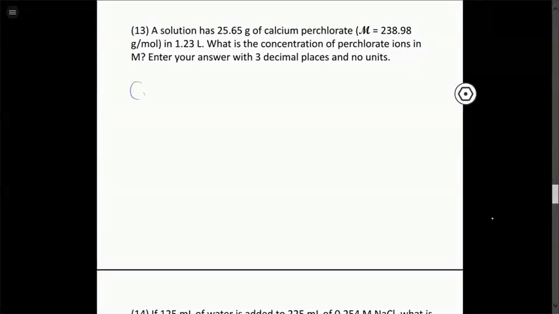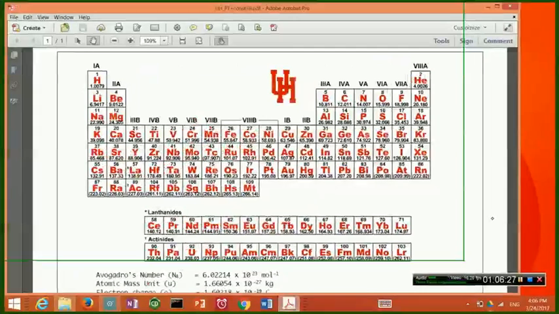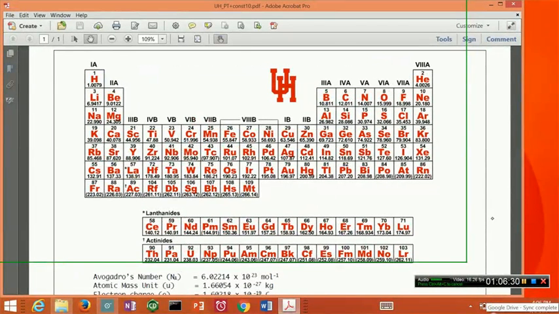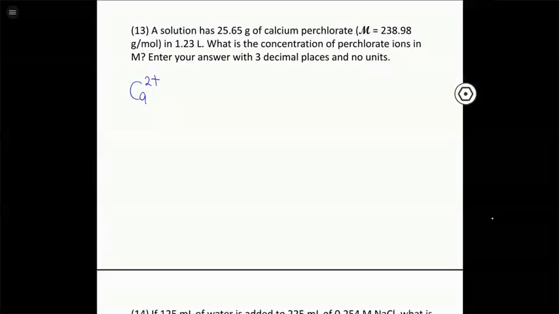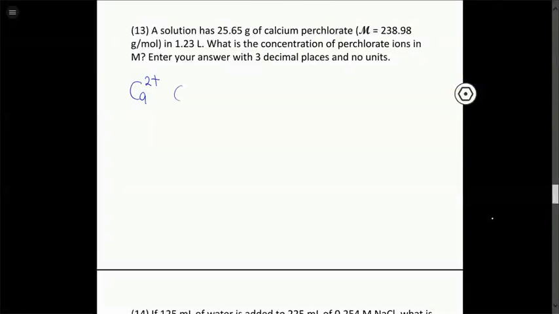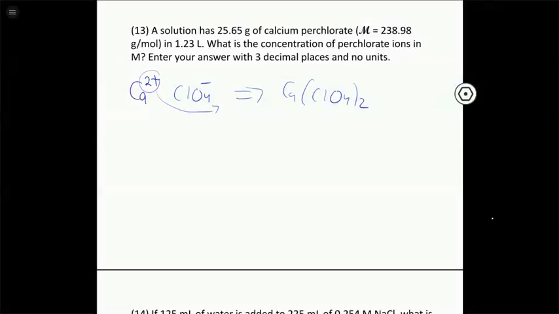So if we have calcium 2 plus, that's going to be calcium. Remember, calcium is in group 2, so it's going to be a plus 2 cation. And then perchlorate is one of our polyatomic anions that we should know. It's ClO4, and then the charge is going to be -1. So you have calcium 2 plus paired with perchlorate, so then the formula for this would be calcium and then perchlorate taken twice. Okay, so that's the correct chemical formula for calcium perchlorate.